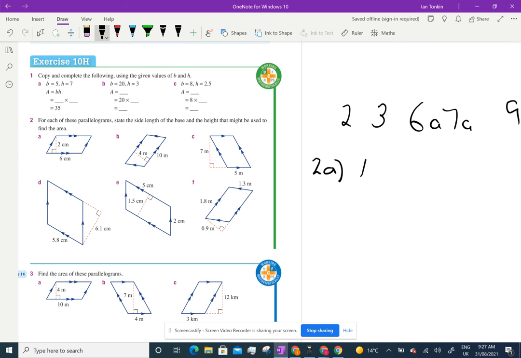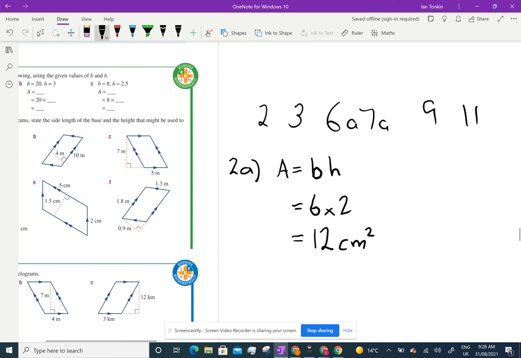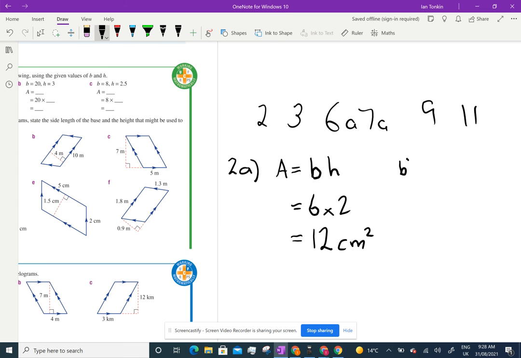2A, area of a parallelogram, base times height, where it's perpendicular. You don't need to write that. Base times height. And the base of my parallelogram is 6. And the perpendicular height, look at 2A, I'm always looking for that little right angle, is 2. 6 times 2, 12 centimetre squares. It's that easy. I'm going to do B. Now, just because they've drawn the parallelogram a funny way, doesn't matter. You can turn your book.